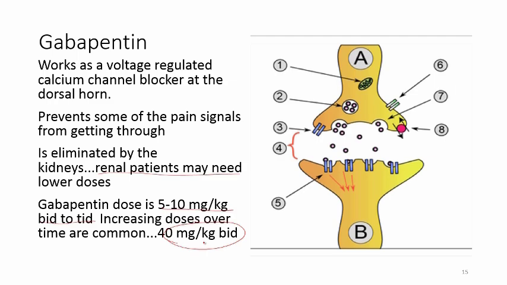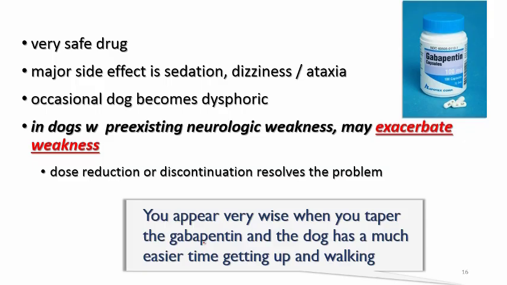So this is what it is. This is what happens. So gabapentin is a very, very safe drug. The major side effect that I see with it is sedation. Some of these dogs can be ataxic. Occasionally the dogs can be dysphoric.